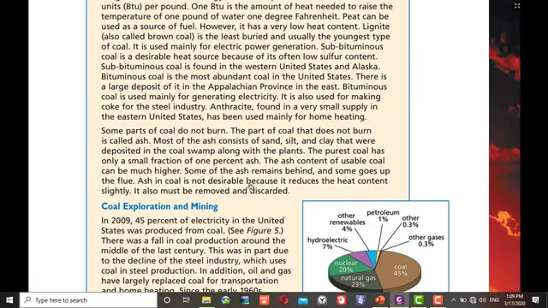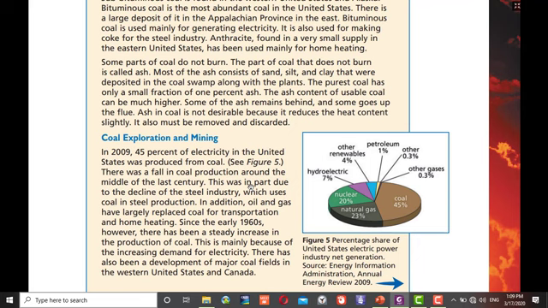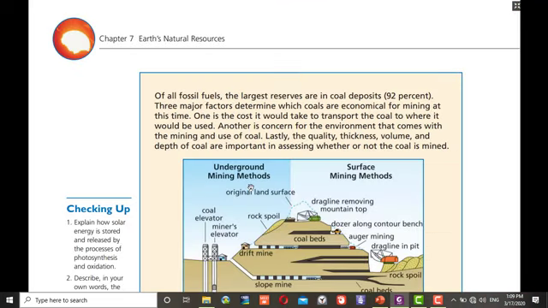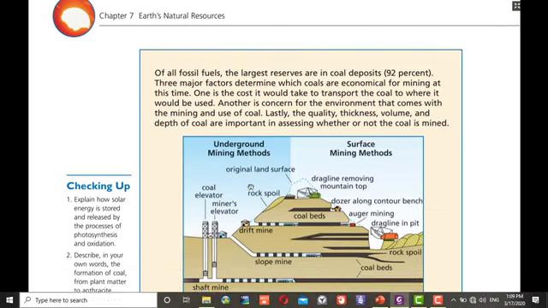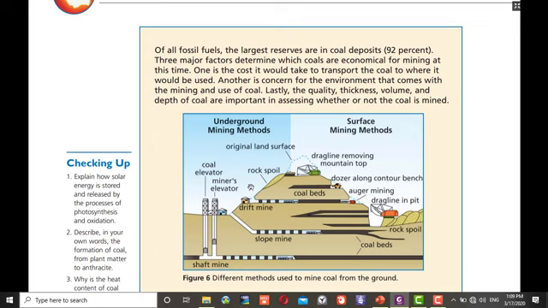Coal exploration and mining: it is your task to read and conclude the information in just one paragraph, and after it you will write the different methods used to mine coal from underground. You can describe this picture in a small paragraph.